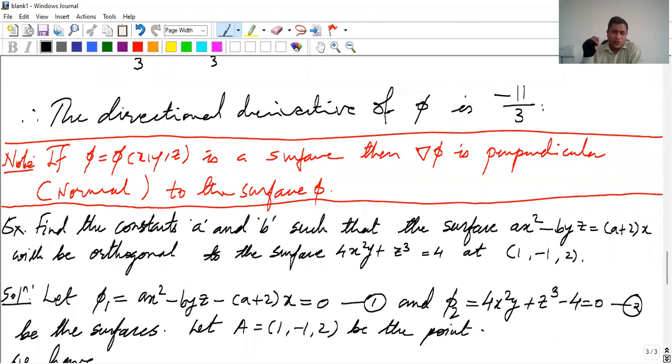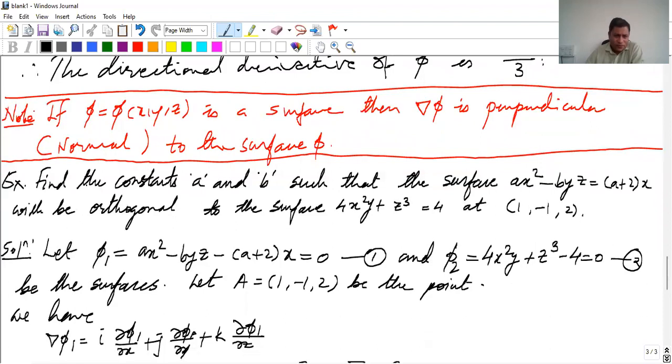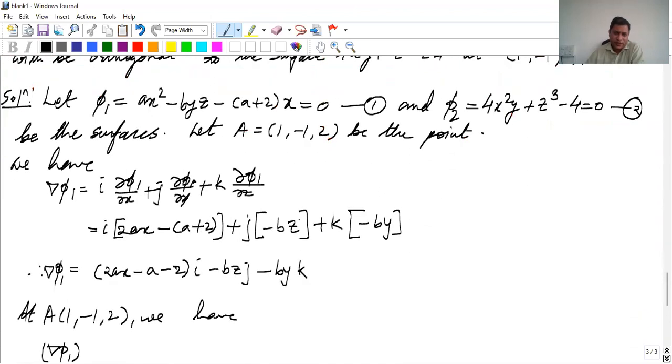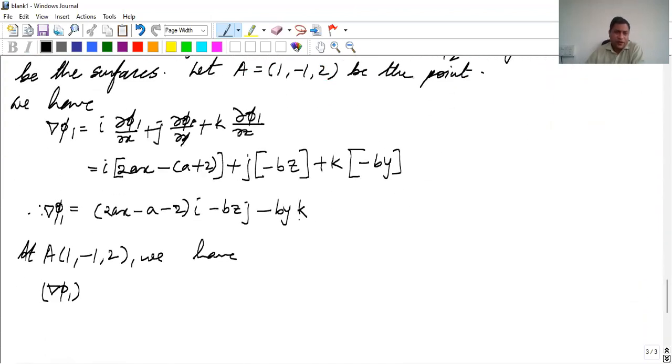So phi is any scalar surface, and if we find del phi, then it is a tangential surface to the scalar surface. Exactly. Which surface is perpendicular to the scalar surface, sir? The tangential one, right? And del phi at A means at point A. Yes, we are calculating at the particular point A. So here we are calculating this del phi at A.